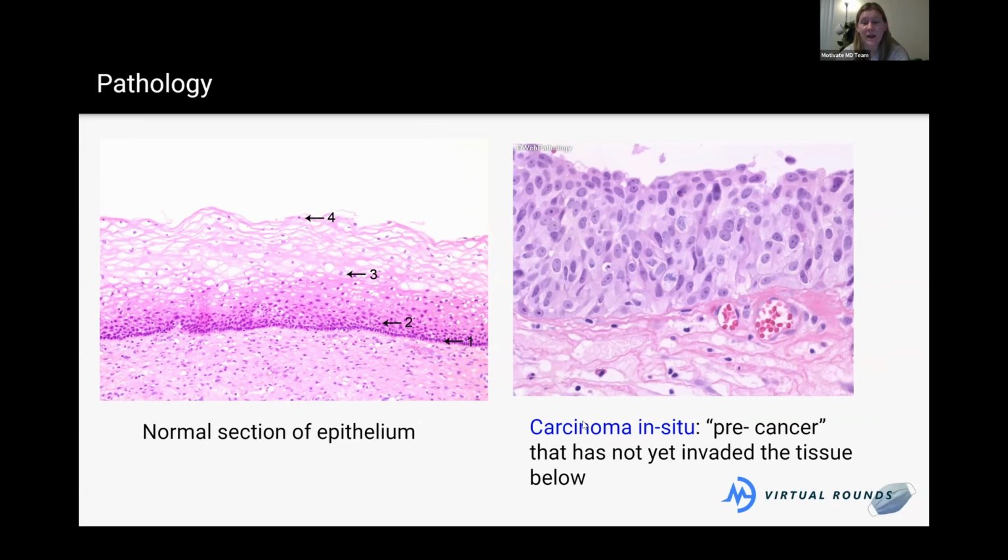And so all of the abnormal cells are contained to that top layer. You can see in contrast with this normal section that we don't have any sort of nice organization. We're seeing all sorts of abnormal looking cells, like this one here has. Does anyone know what's special about this cell? What it looks like it's doing?